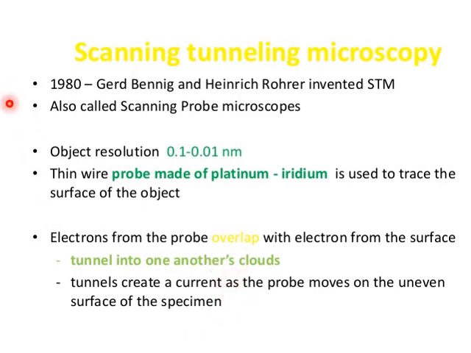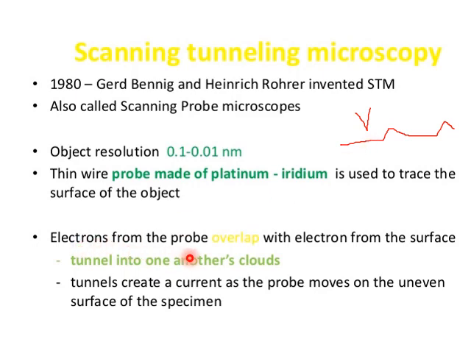For example, this is the platinum iridium probe, and this is the surface of the sample. This probe moves on the surface of the sample. The electrons flow between the sample and probe due to potential difference. This electron flow between the sample and the probe is called electron tunneling, and due to electron tunneling, an electric current is produced.